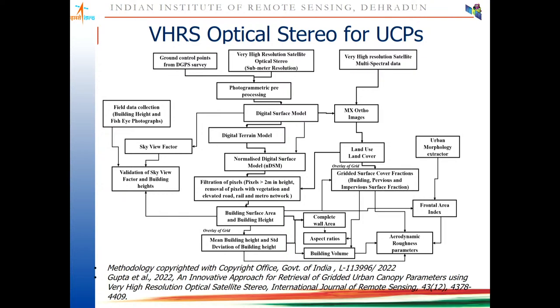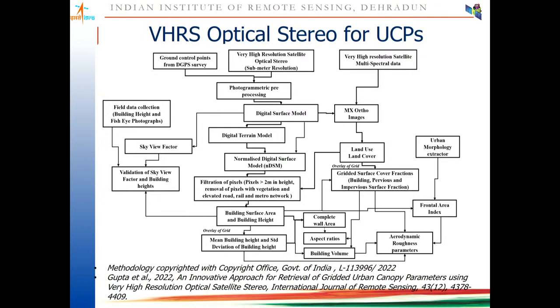Now in this methodology, we have taken very high resolution optical satellite stereo, which is sub-meter, 0.5 meter resolution, and with that we have taken multispectral data also. After photogrammetric processing, a digital surface model and digital terrain model were generated, and ortho images were also generated. When we use the equation NDSM equals DSM minus DTM, here you need to understand one concept, that is the digital surface model.